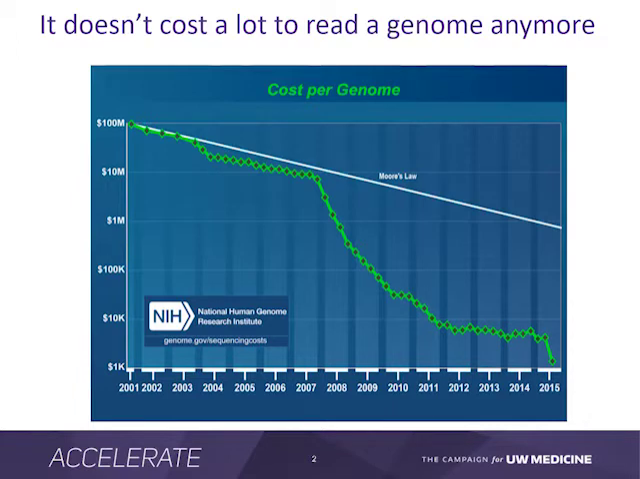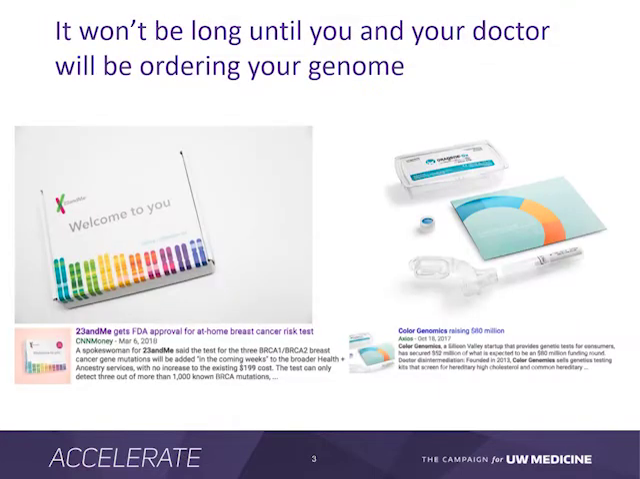So you may have seen this slide before. It's somewhat of a cliche among geneticists by now. But basically, over the past 10 to 15 years, the cost to sequence an individual gene or genome, I mean read it, to read out every single letter of your genome, it has fallen dramatically. And it's almost at about $1,000 now to read an entire genome. Alongside this decreasing cost, it won't be long until you and your doctor will be ordering your genome.